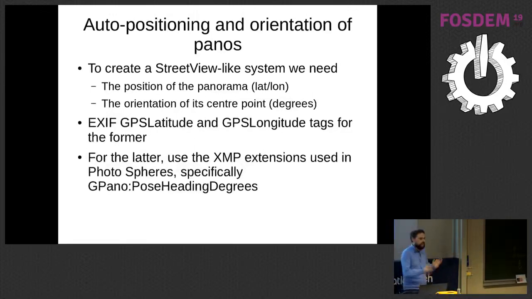And then there's a further extension called XMP tags, which I think were actually invented by Google originally, but I might have got that wrong. They were certainly adopted early on by photospheres. And from that, you can get a very useful piece of metadata called pose heading degrees, which is basically the center point of the panorama. So if you want to link the panorama to nearby panoramas, you need to know the bearing of the center point of the panorama so that you can put your links to nearby panoramas at appropriate places.